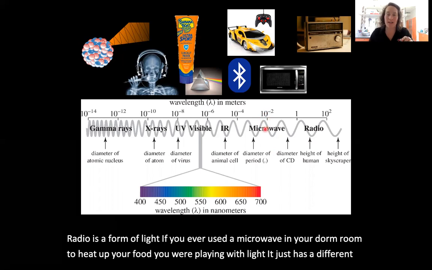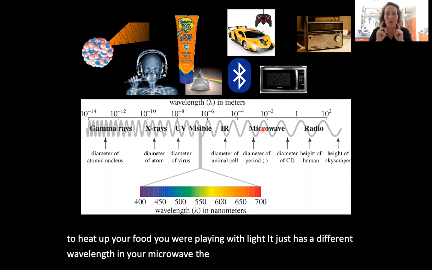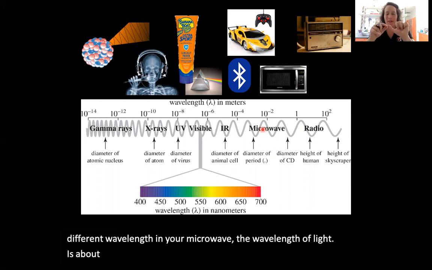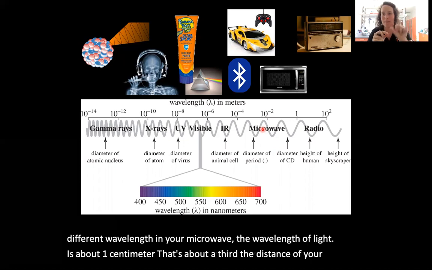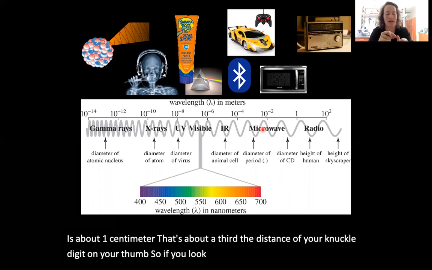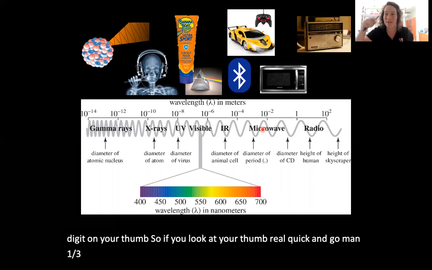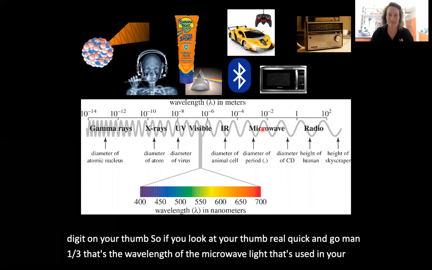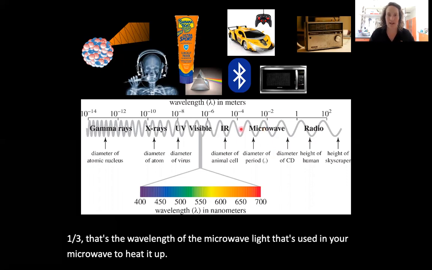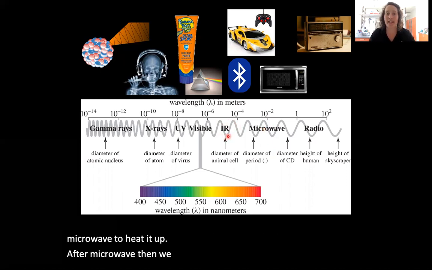In your microwave, the wavelength of light is about 1 centimeter. That's about 1/3 the distance of this knuckle digit on your thumb. So if you look at your thumb real quick and go, oh man, 1/3, that's the wavelength of the microwave light that's used in your microwave to heat it up. After microwave, then we have IR for infrared.